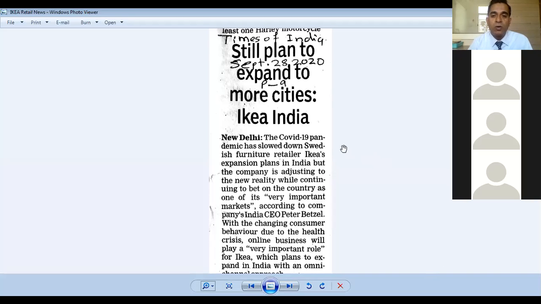The news goes like this: the COVID-19 pandemic has slowed down Swedish furniture retailer IKEA's expansion plans in India, but the company is adjusting to the new reality while continuing to bet on the country as one of its very important markets, the global market opportunities. India is one among the BRICS nations, Brazil, Russia, India, with an economic growth rate of over 6 or 7 percent a year back. Now, due to the pandemic, the global economy itself has come down. That's not good. According to company India CEO Peter Betzel, with the changing consumer behavior due to the health crisis, online business will play a very important role.